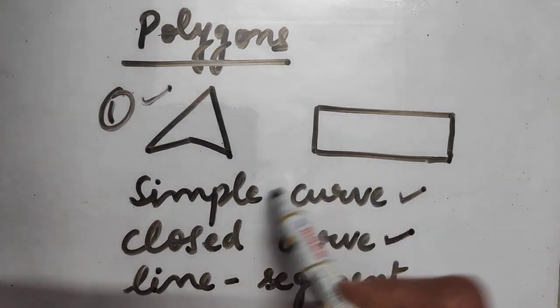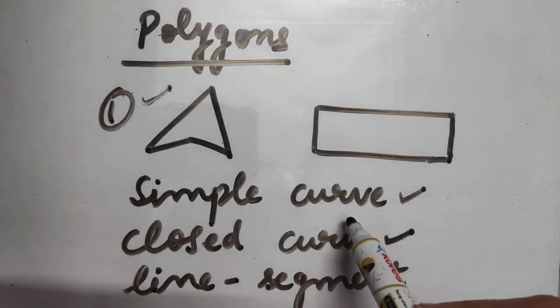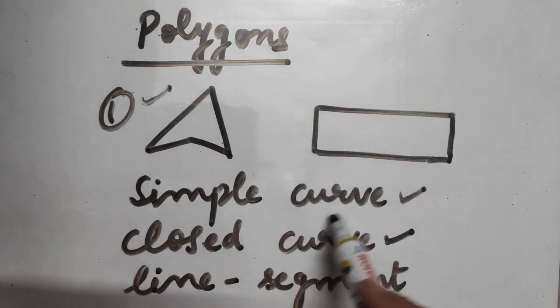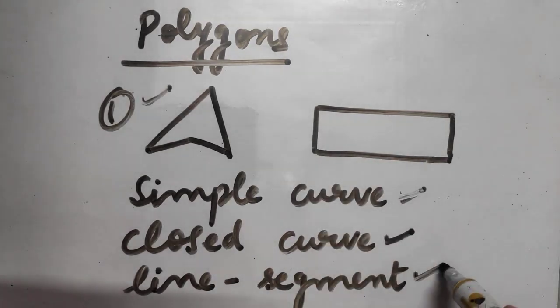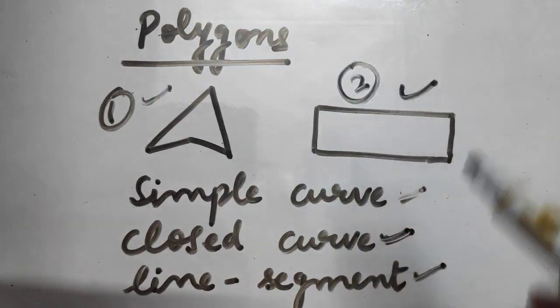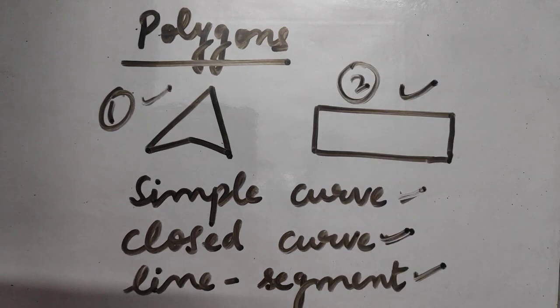Now let us talk about this. Is it a simple curve? Yes, definitely, because it is a curve which does not cross itself at any point. So it is a simple curve. It is made up of line segments and it is a closed curve. So this is again a polygon.